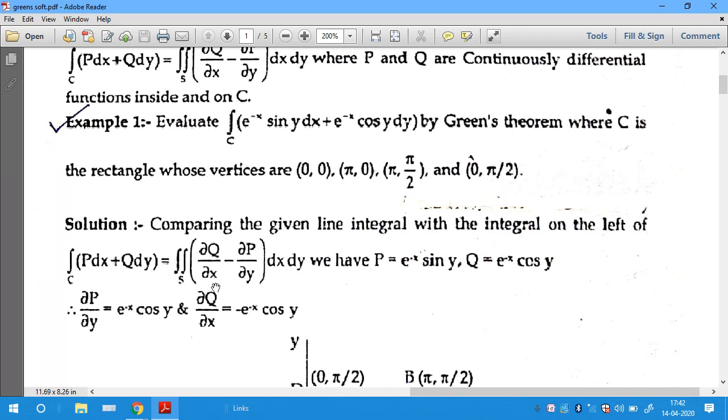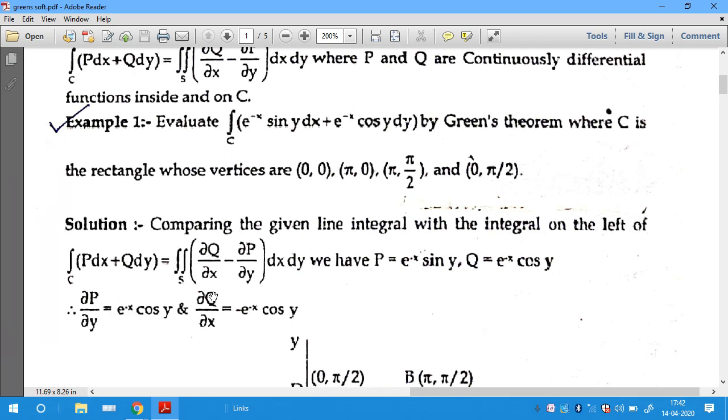That is, dou q upon dou x and dou p upon dou y. For this, the problem is compared with the integral over C of P dx plus Q dy, where P is e power minus x sin y and Q is e power minus x cos y. To get dou p upon dou y, we have to differentiate P with respect to y partially. While differentiating P partially with respect to y, keep x as silent. So e power minus x is silent, and the derivative of sin y is cos y.